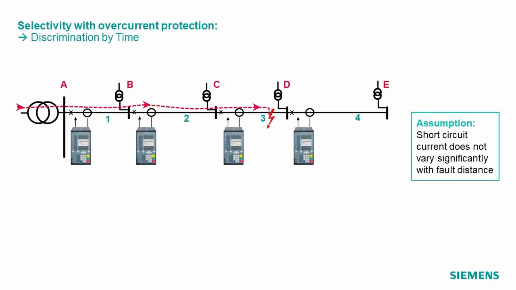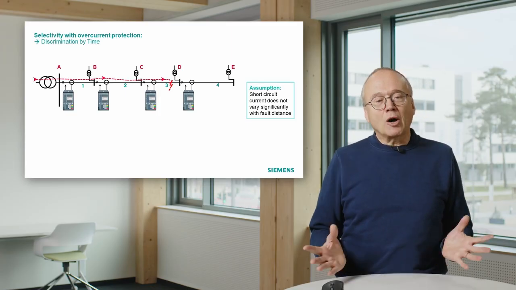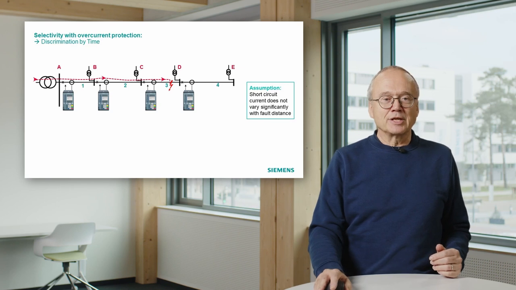And which one should trip? Only the relay at the bus bar C should trip, because cable number 3 is the cable with the short circuit. The protection relays at substation A and B should not trip in this case. The protection relay in substation D will also not trip. In this case, it doesn't see any fault current, so it's not affected. So how can we get the selectivity?